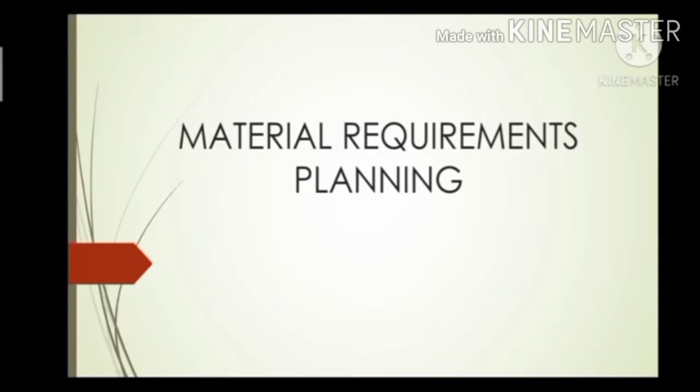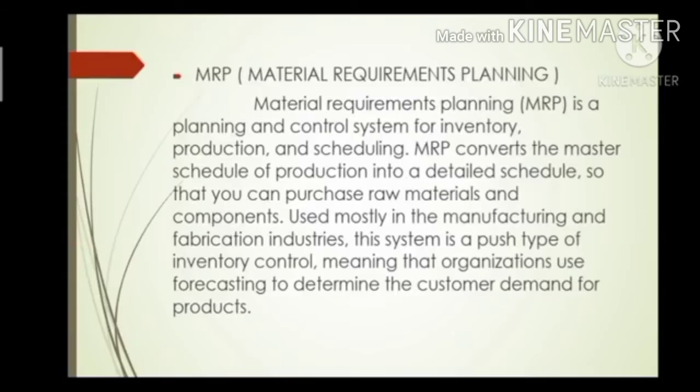So what is Material Requirements Planning? MRP or Material Requirements Planning is a planning and control system for inventory, production, and scheduling. MRP converts the master schedule of production into a detailed schedule, so that you can purchase raw materials and components.